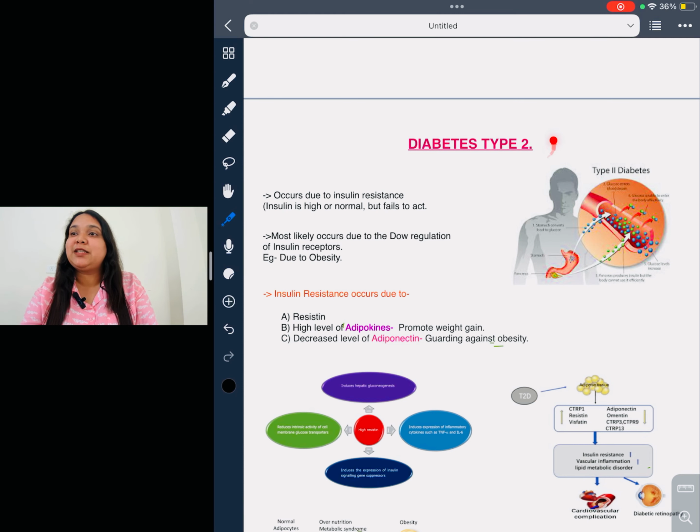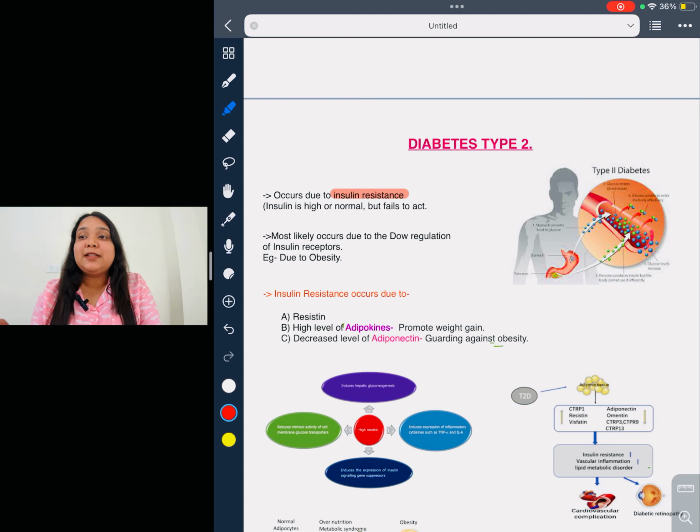Today we'll be talking about another important topic called diabetes type 2. What actually occurs in diabetes type 2 is that in a patient of diabetes mellitus there is insulin resistance. In this insulin resistance, the insulin level can either be high or normal, but the problem is that it cannot act. It fails to act on the GLUT4 receptors, on the insulin receptors. This occurs due to downregulation of the insulin receptors.